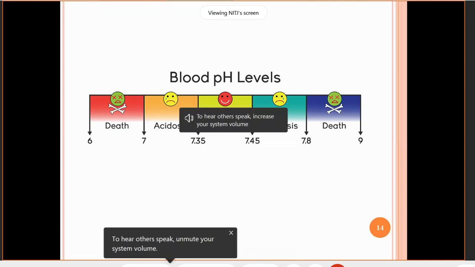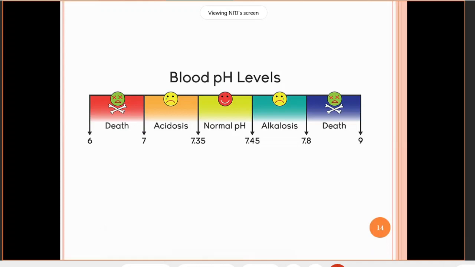If it is more than 7.45, alkalosis takes place, which is poisonous. And if it crosses 7.8, death may take place. In case of a lower pH level, if it goes below 7.35, acidosis takes place. And if it falls below 7, death may take place. So this is highly specific. The pH range is a very narrow range, but very specific in the body.